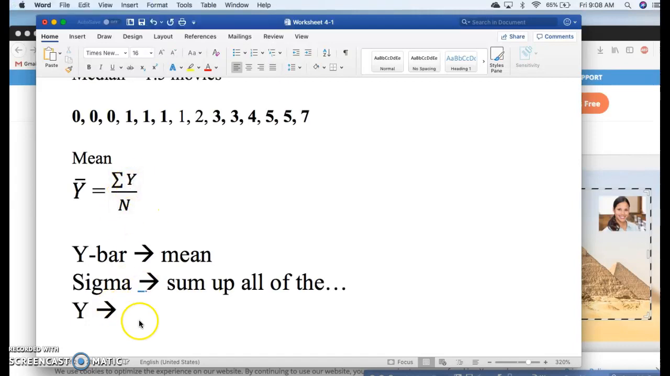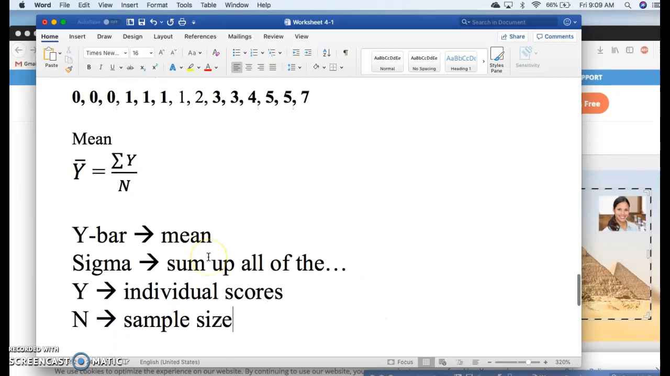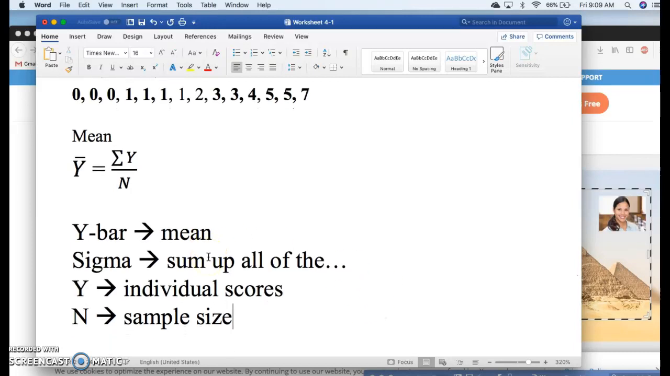So y is going to represent individual scores. So y represents all of these, right? It could be any of them and all of them. N is going to be the sample size, or the total number of scores in our sample. So it's literally telling us to add up all of the y scores and divide by the total sample size.